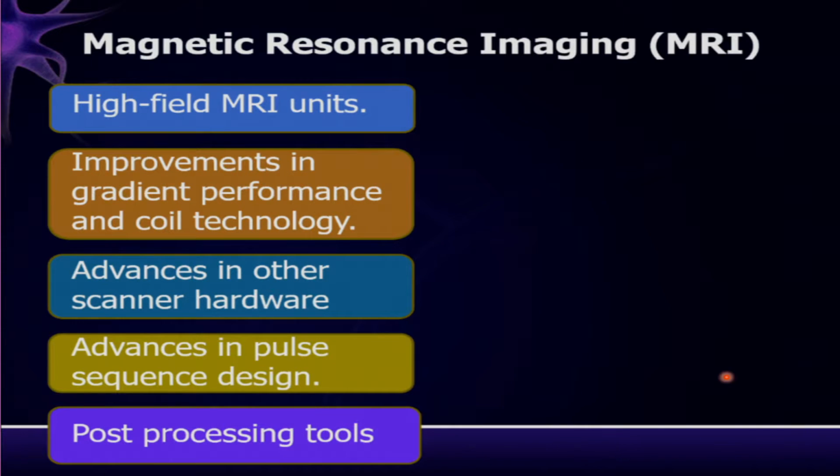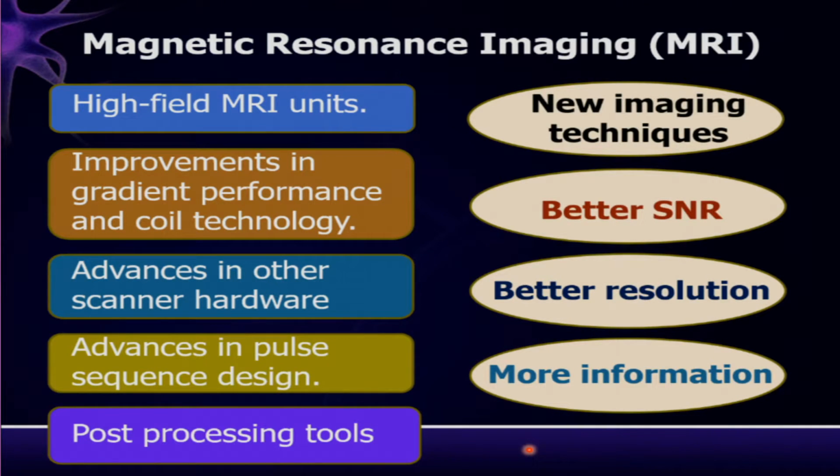In MRI, the advancement is more, and is profoundly seen, I would say, with the development of high field magnetic units, improvement in gradient performance and coil technology, powerful processing units, and advances in other scan hardware and pulse sequence design. We are able to image the whole body with new imaging techniques, with better signal-to-noise ratio and better spatial resolution, and we can get more information.